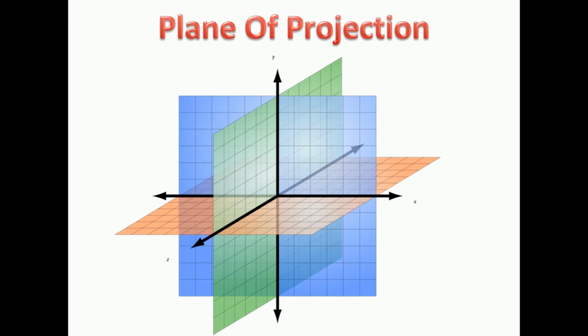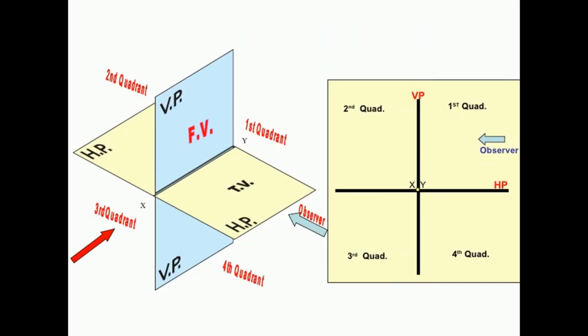In this video, we're going to see what is plane of projection. Plane of projection is considered as four quadrants. It differs from the origin. In this origin, we split into four quadrants: plus plus, plus and minus, minus minus, and plus and minus.